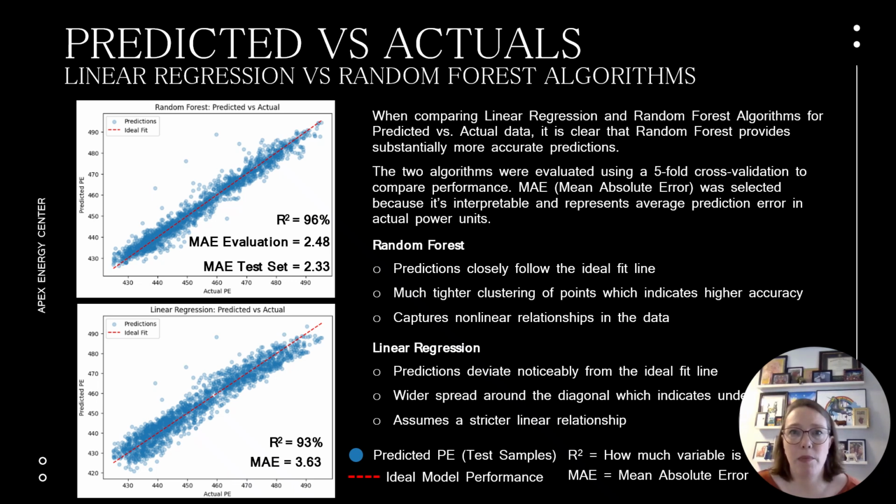On this slide, I'm comparing the predicted versus actual power output for both models. With the random forest, the model closely follows the ideal 45-degree line. The predictions are much more tightly clustered, indicating that the model captures the underlying nonlinear relationships in the data. In contrast, linear regression shows a wider spread around the ideal fit line. This indicates that the model is underfitting because it can only capture a straight line relationship, while the real data is more complex.